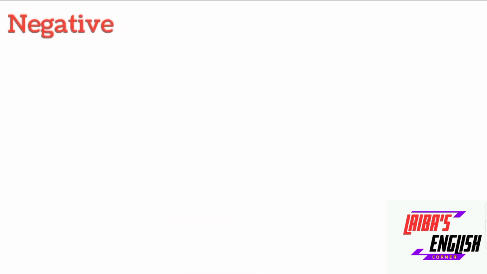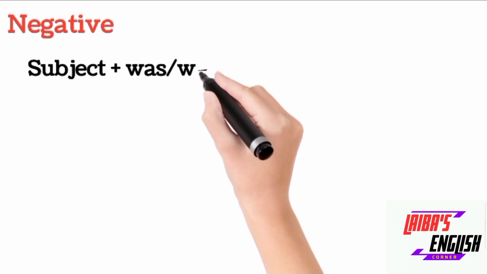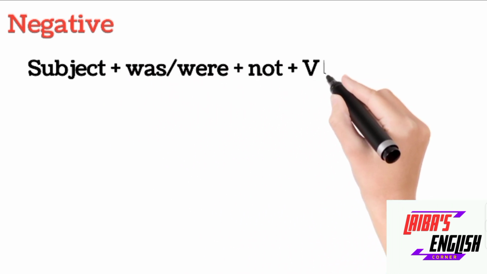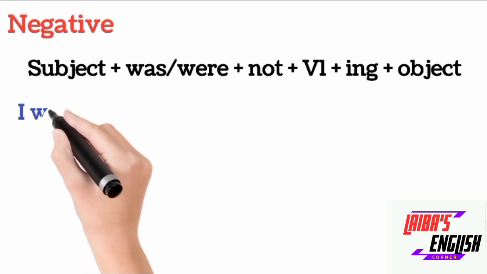Now we are going to make negative of this past continuous tense. For negative, what you have to do, you simply have to put not after the helping verb. Subject plus was or were plus not plus verb first form plus ing plus an object. Now we will take some examples to make our concept even more clear.